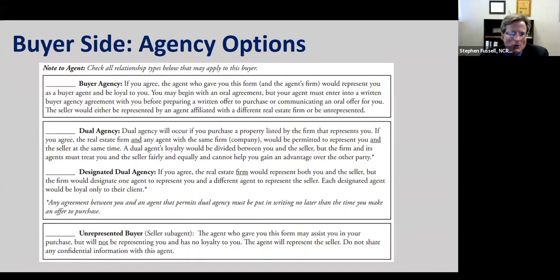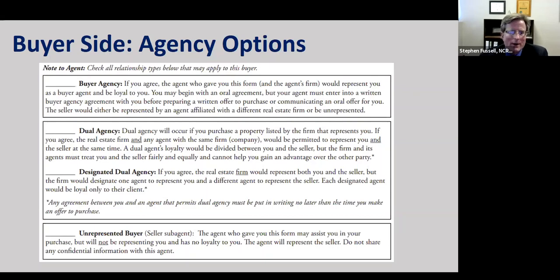And so you want to make sure that if your client is willing to do dual agency, the client has authorized dual agency in that agency agreement. And if they want designated dual agency, that provision has got to be initialed as well.